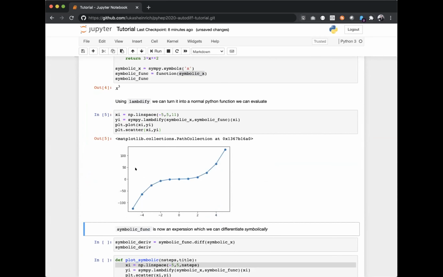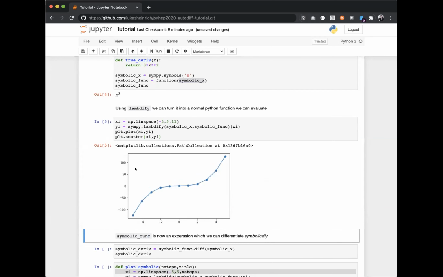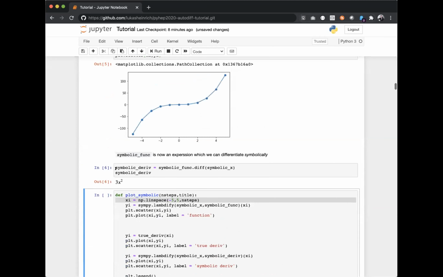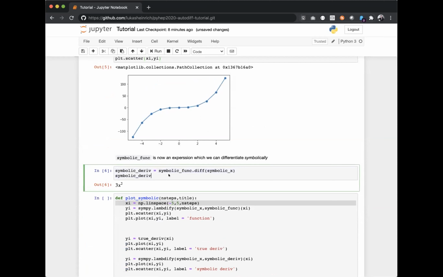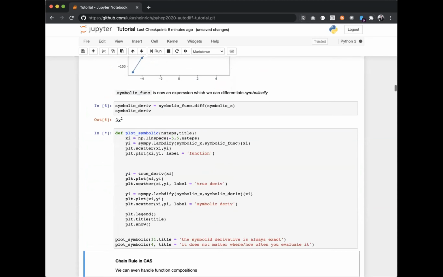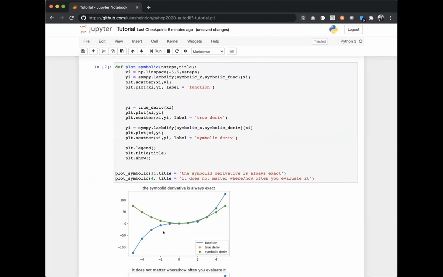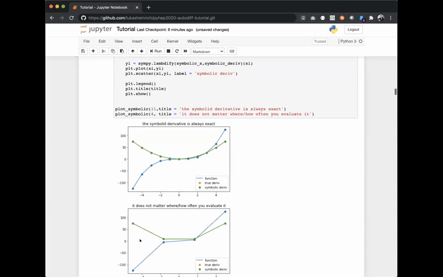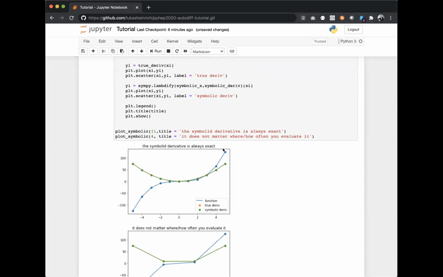So that's nice. But the real neat thing is that you can differentiate the symbolic function using a computer algebra system, and then you get the symbolic derivative. So you can see, okay, I differentiated the function and I get the exact gradient of the function, which is 3x squared. And then I can evaluate that. If you compare this to the finite differences situation, this is now much better. We have the same comparison with a pretty coarse grid. Again, the green is the symbolic derivative, the orange is the true derivative, and blue is the normal function. And you can hardly make out any difference between the true derivative and the symbolic derivative.